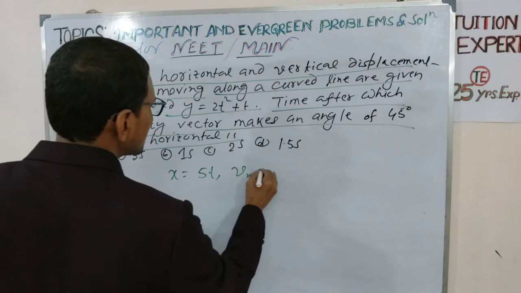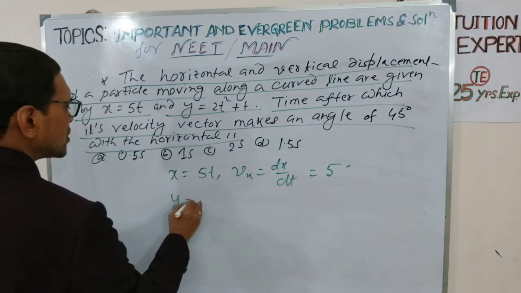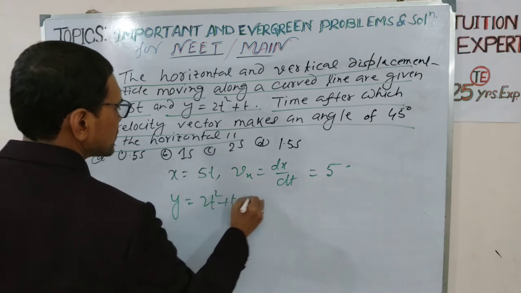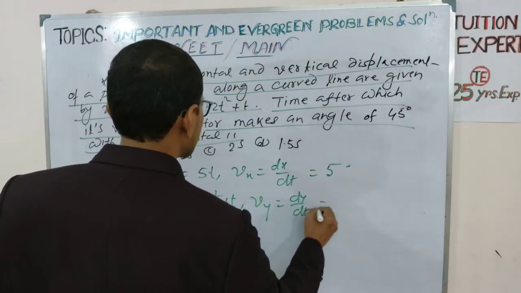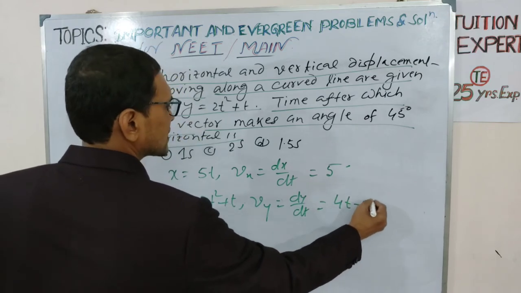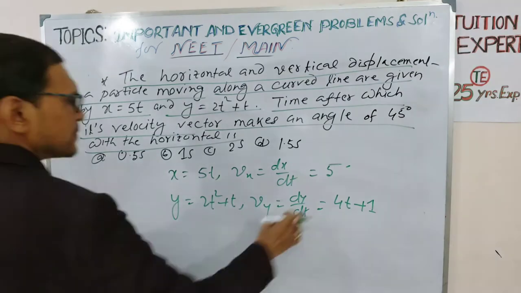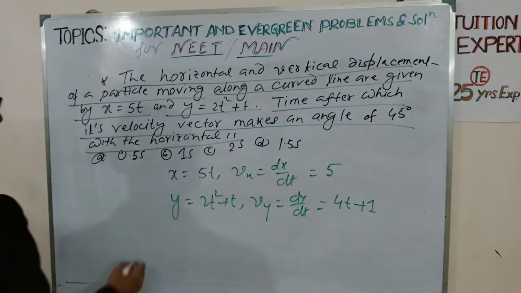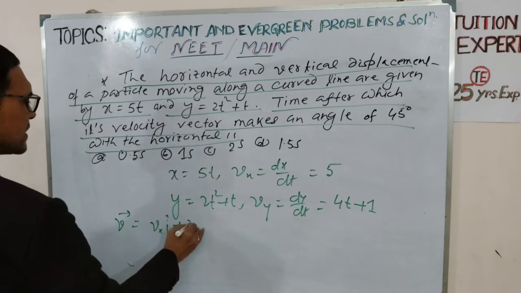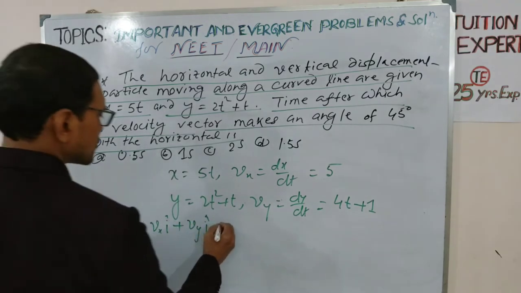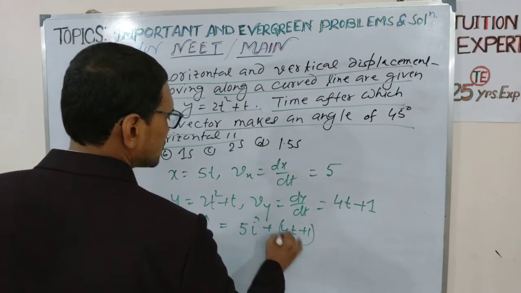So vx equal to dx by dt, so this is equal to 5. Now y equal to this, so vy equal to dy by dt. From this we get 4t plus 1. Okay, dy by dt equal to 4t plus 1. This is 5 and this is this. Now what is the velocity? So velocity equal to vx i plus vy j, so this is 5i plus (4t plus 1) j.